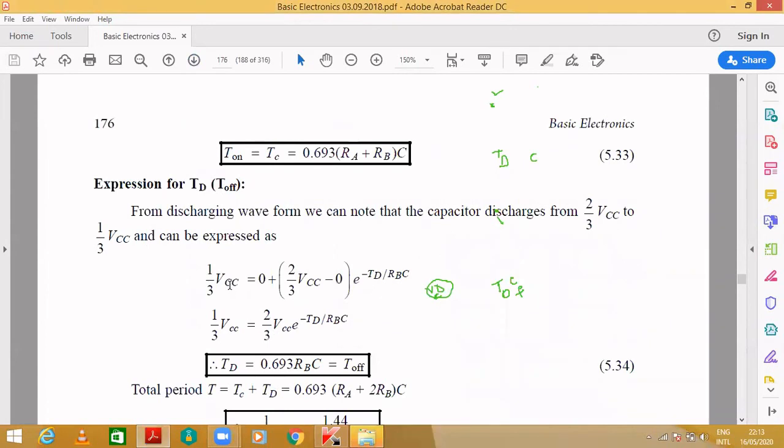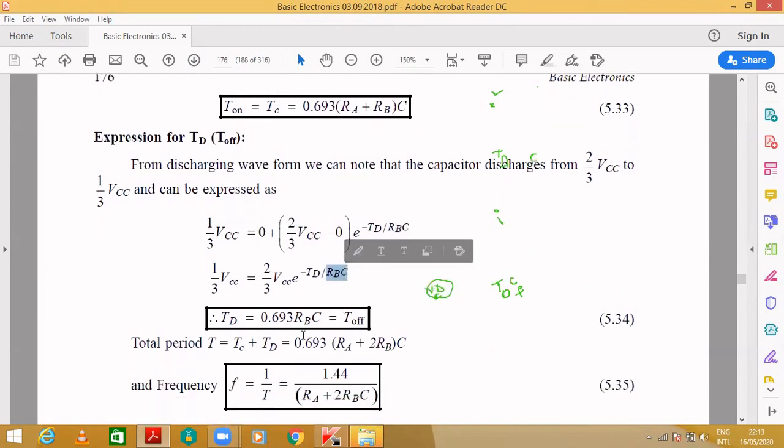So that's what is shown in this. The capacitor voltage is 1 by 3 VCC, the final value I told is 0, and the initial value is 2 by 3 VCC during discharge time. So substitute, and t is replaced by TD because I am calculating the discharging time. There is discharging through RB only, then the capacitor. If you solve this, you will be getting 0.693 RB C. It is an off time.